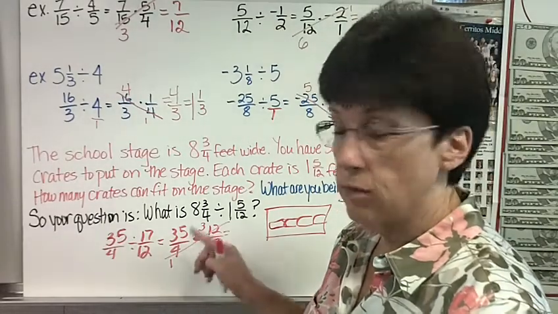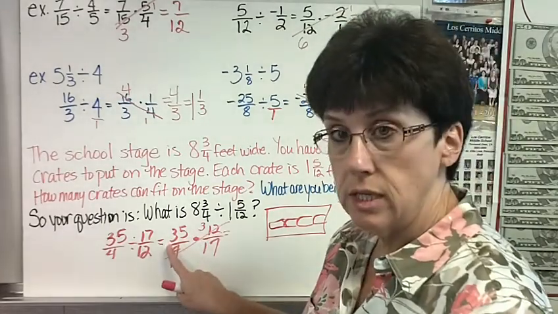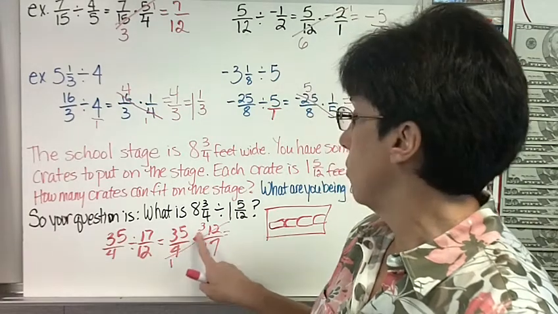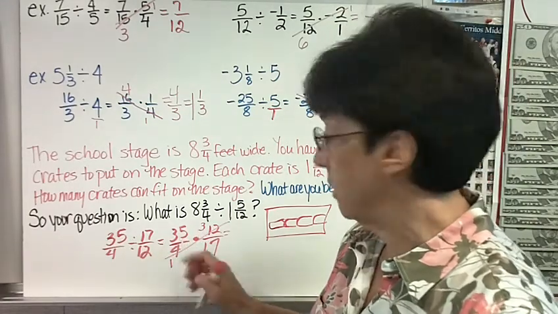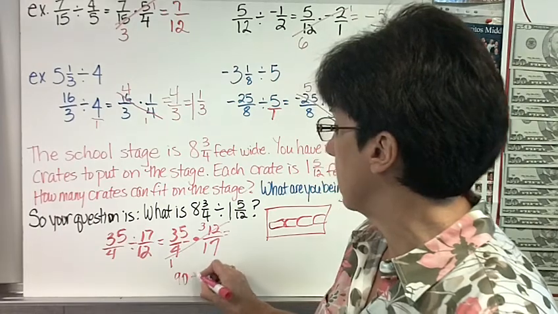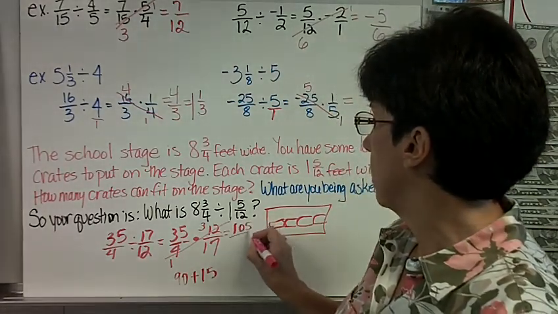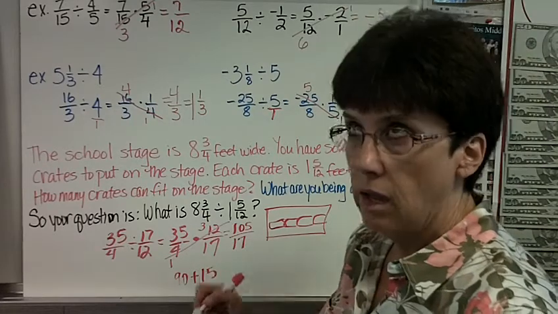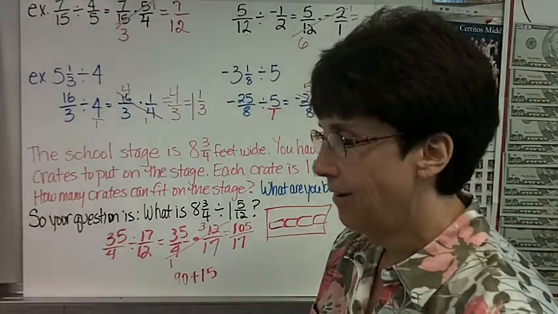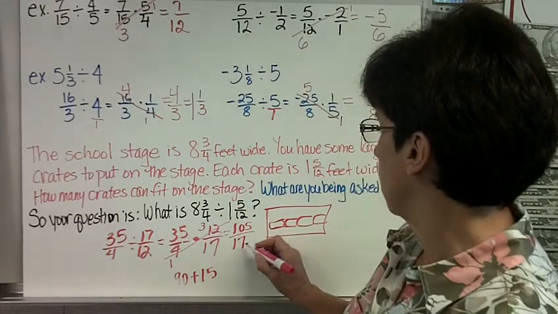So let's do mental math, okay? 3 times 30 is 90. 3 times 5 is 15. What's 90 plus 15? 105/17. Now I need to change that back. Oh, I don't know how many times that goes in.